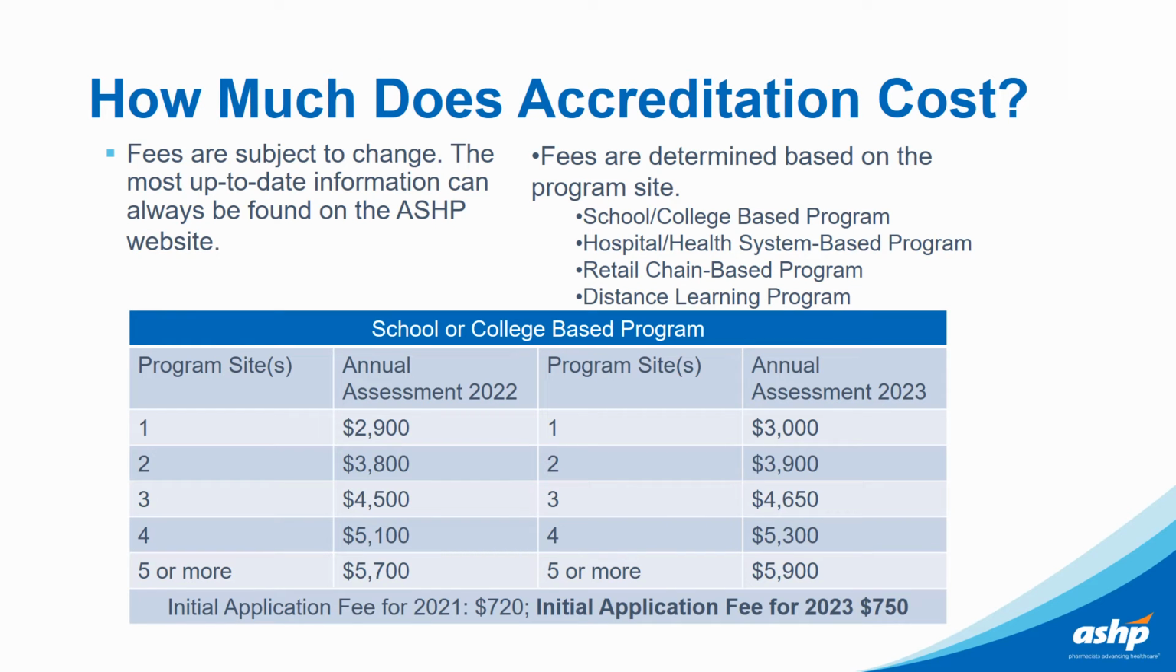Fees are subject to change over time, but the most up-to-date information can always be found on the ASHP website. On the screen, you will see a table of the fee structure, which is current as of June 2023. Fees are determined based on the program site type and number of sites. Currently, there are separate fee schedules depending on whether the site is a school, college, hospital, or health system-based site, for retail, chain-based programs, and for distance learning training programs. These schedules represent the annual assessment fee.